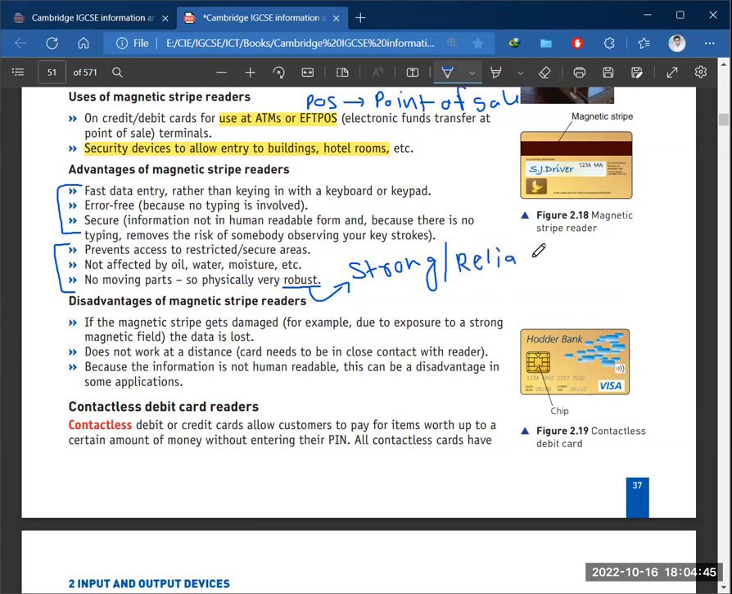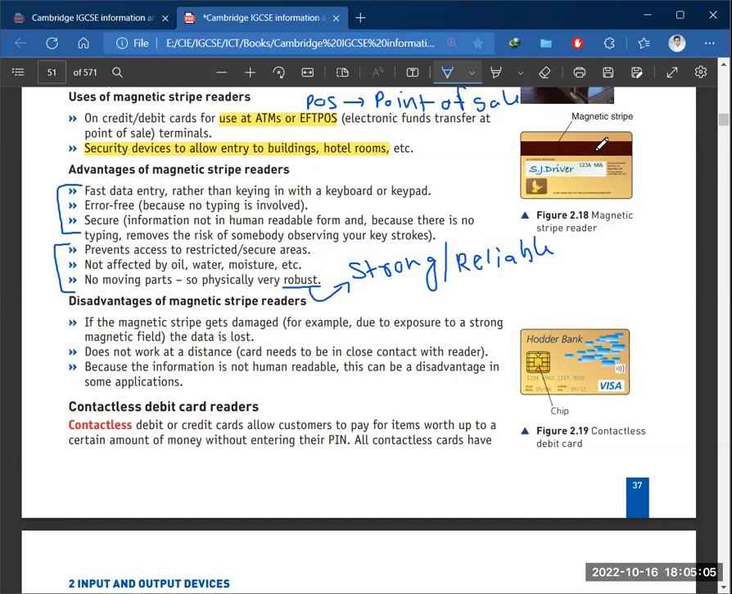Now if you have a moving part, and what happens if it gets jammed? Then your card will stop. Yes, right. But in this there are no moving parts, so this cannot jam. So if you put it in the ATM, it is guaranteed to work.